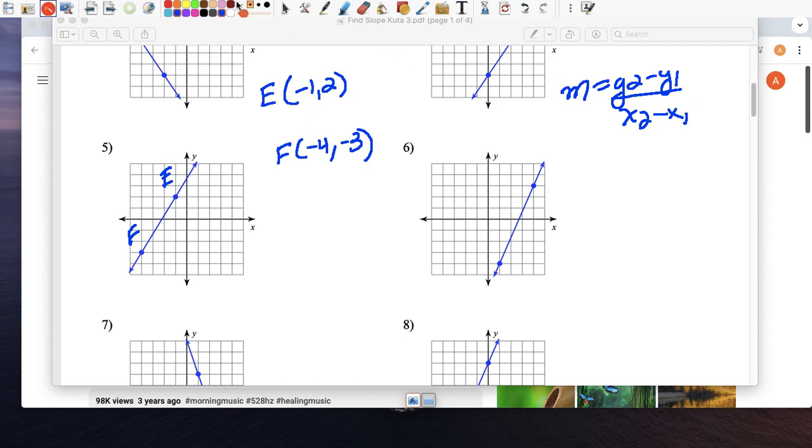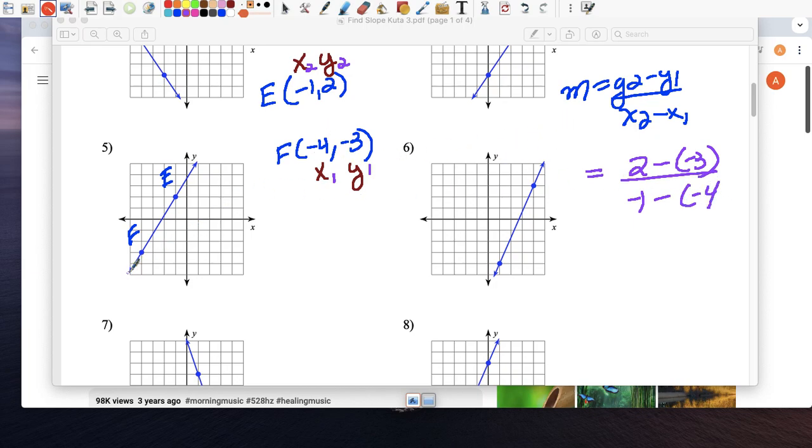First, we've got to figure out who's who. Let's take a moment to label this. This is my x and y. Who are my 1s and who are my 2s? Doesn't matter. Let's make these guys my 1s and these guys my 2s. So x2 is negative 1, y2 is 2, x1 is negative 4, and y1 is negative 3. So we know who's who. Let's just plug them in. So y2 is 2, minus y1, which is negative 3, over x2, negative 1, minus x1, which is negative 4.